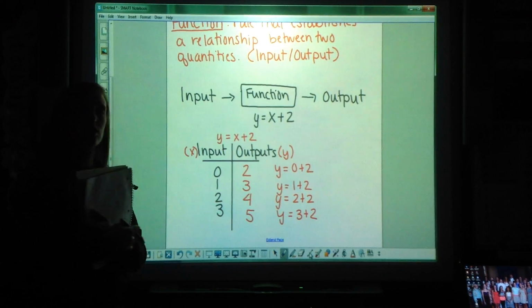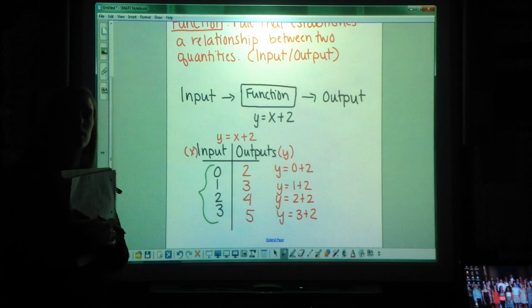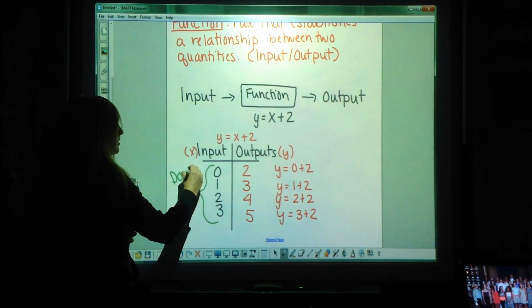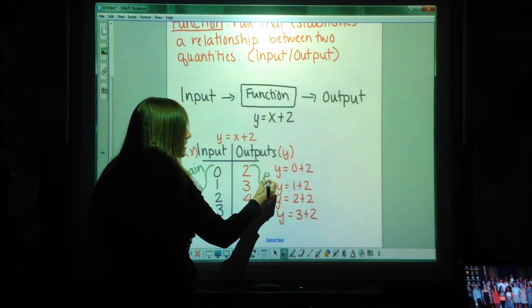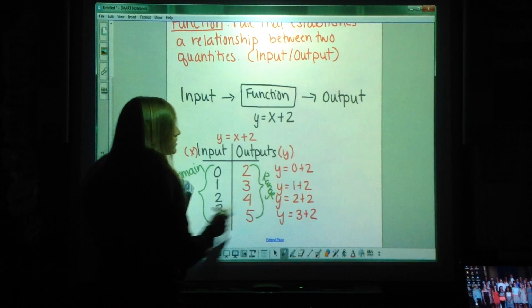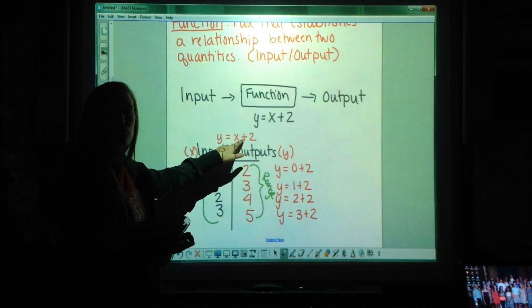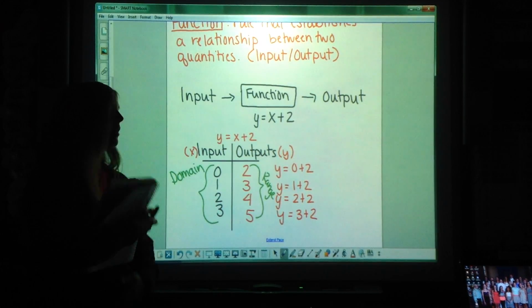One more thing you're going to need to know. These inputs have another name instead of input. That name is a domain. The outputs also have a special name, and that's range. Okay, so on your homework, they might give you the domain, they might give you the function. Your job is to complete the function table and put the range or the outputs.